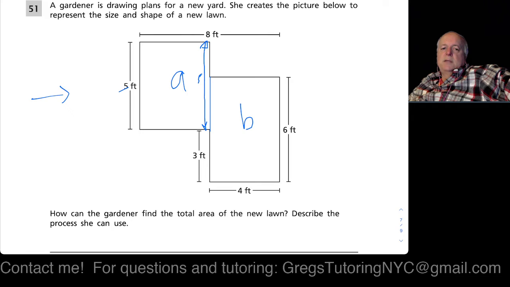It's telling us this here is 4, so this here is also 4. It's telling us this here is 6, so from here to here that's also 6. I'm going to label this length X, and this is length Y. It does not tell us that length, and it does not tell us that length.